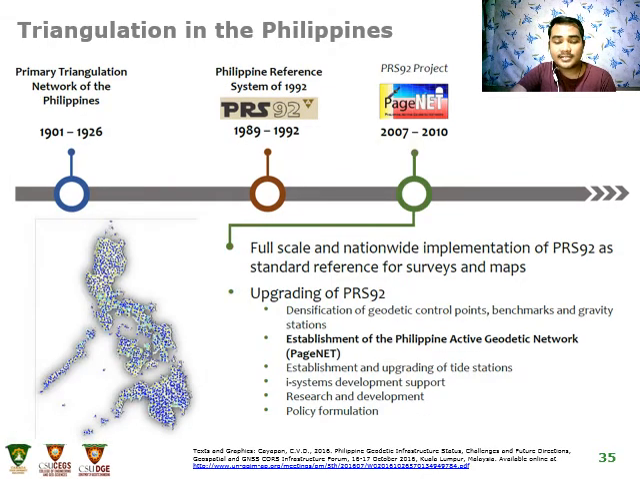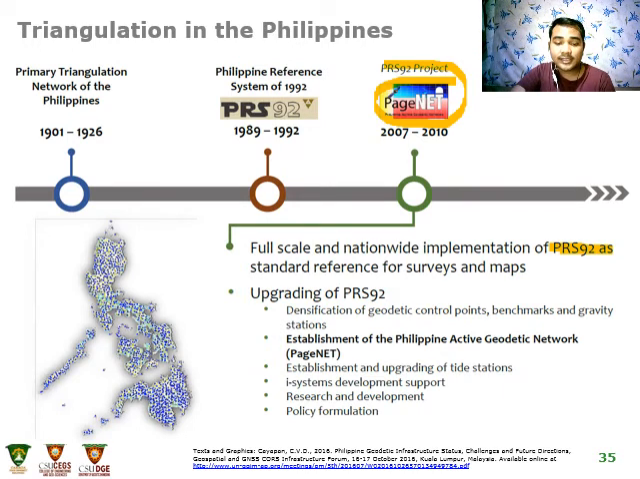And next is 2007 to 2010. So again, PRS project gihapon siya, PRS project, pero natao na ni si PageNet. PageNet is the Philippine Active Geodetic Network, no? So, the full scale of nationwide implementation of PRS 92 as a standard reference of the surveys and maps. So, during this time, i-standardize na si PRS 92. All old surveys and for future surveys, dapat naka-PRS 92 na siya.